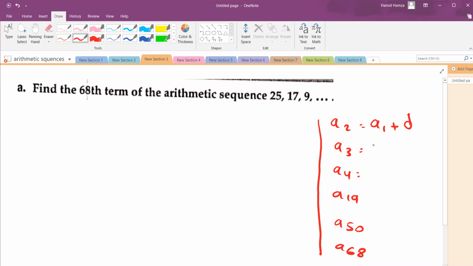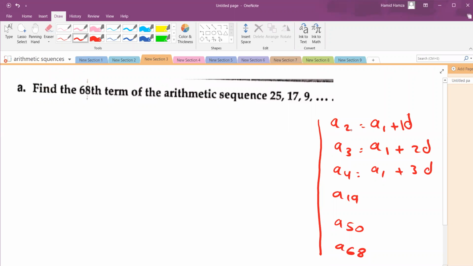A3 will be written like this: A1 plus 2D. A4 will be A1 plus 3D. And I want you to notice what the relation is. A1 is constant for all, but what is the relation between the number multiplied by D and the order of the number?